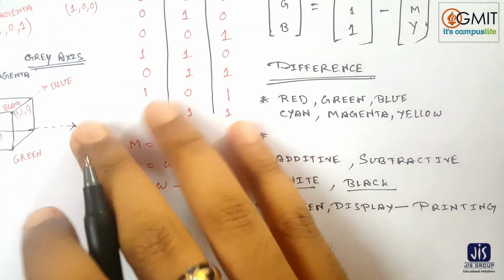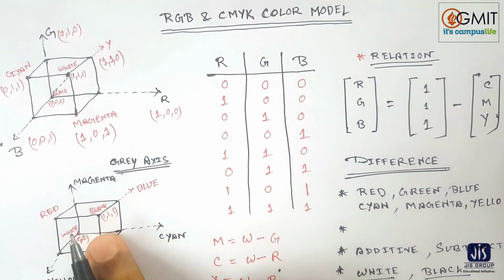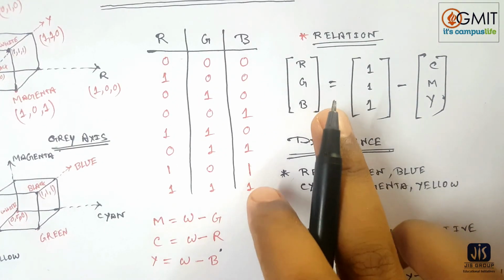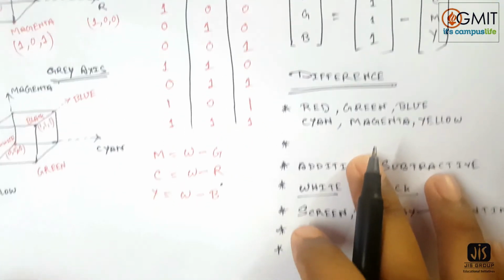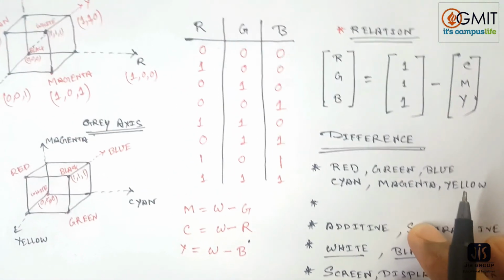Okay, so this is all about what is RGB color model, how we can implement this, what is CMYK color model, how can we implement this, and what is the relation between these two color models and what is the difference. There are total 1 2 3 4 5 6 7 points. This is all about RGB and CMYK color.